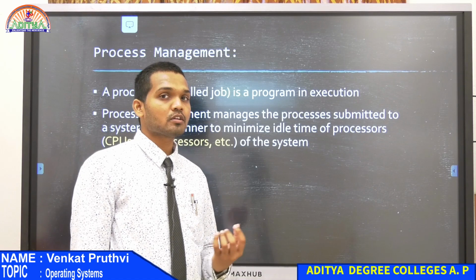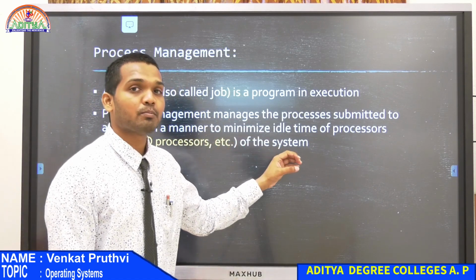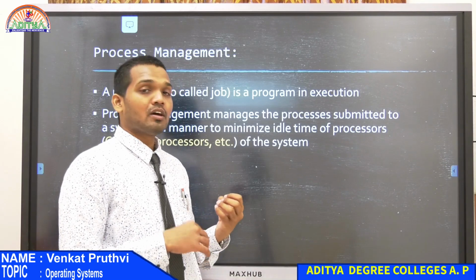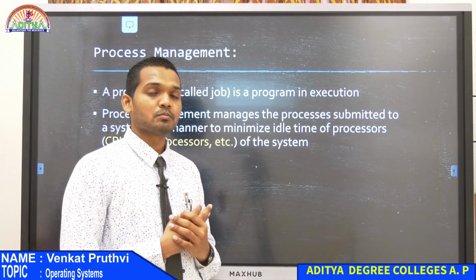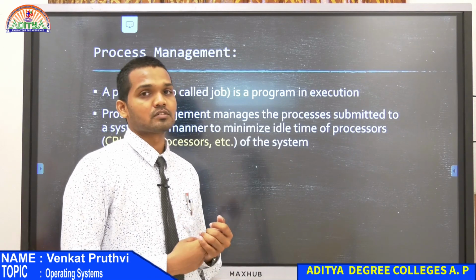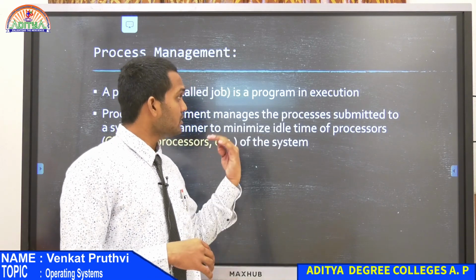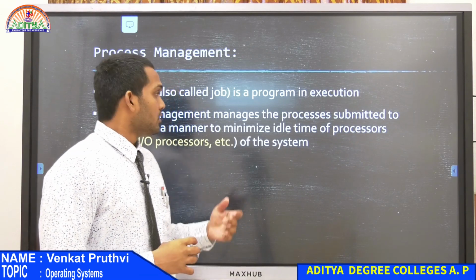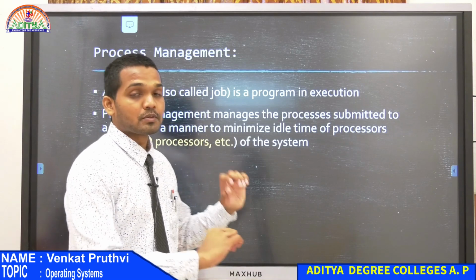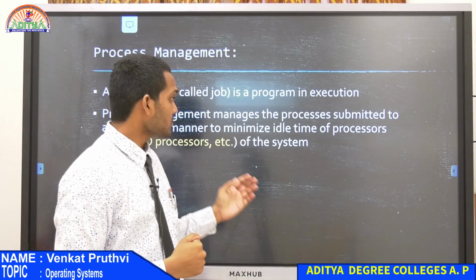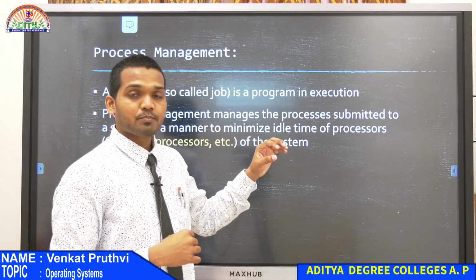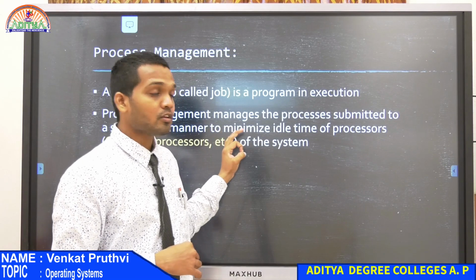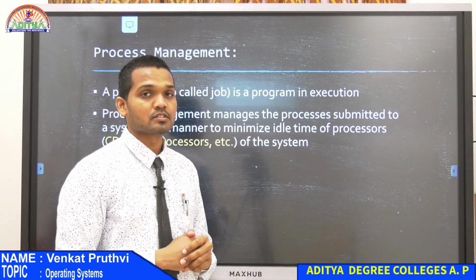Why is it so important, or why is it the most crucial part of process management? We all know process management, memory management and all are very important tasks for an operating system. They are the core functionalities of your operating system. Now, we are talking about process management. In process management, what is happening? It manages all the processes that are submitted to the computer or the system, in a manner to minimize the idle time of processors.